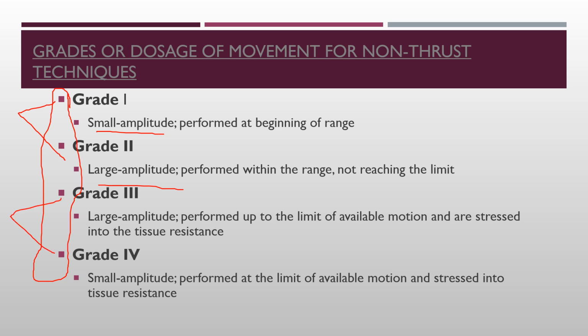When we get to grade 3s and grade 4s, these are the ones that are meant to improve range of motion. So our grade 3 is also a large amplitude technique, but it's performed up to the limit of available motion and is stressed into the tissue resistance. So we're actually stretching the joint capsule now. Grade 4 is a small amplitude performed at the limit of available motion and stressed into that tissue resistance again. So with grade 3s and 4s, we're stretching that joint capsule. With grade 1 and 2, we are not getting to that limit.